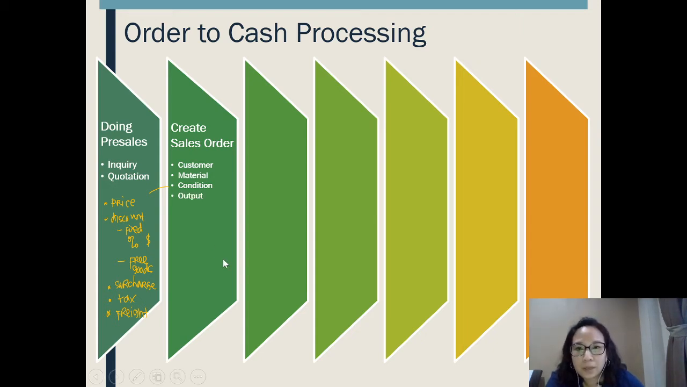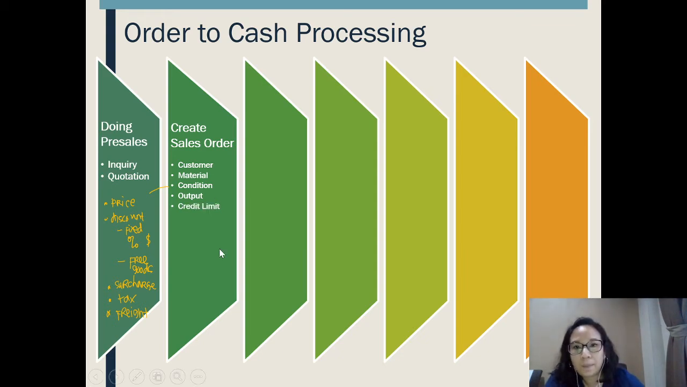And then we can define the output. The output here means the document that we want to give to the customer, whether it will be in the form of printed paper, or a PDF file, and then we can send it by email to the customer.